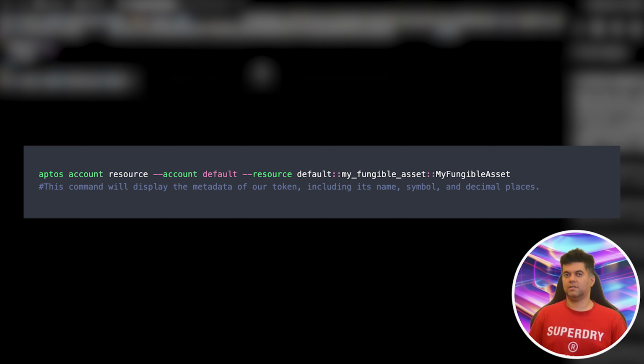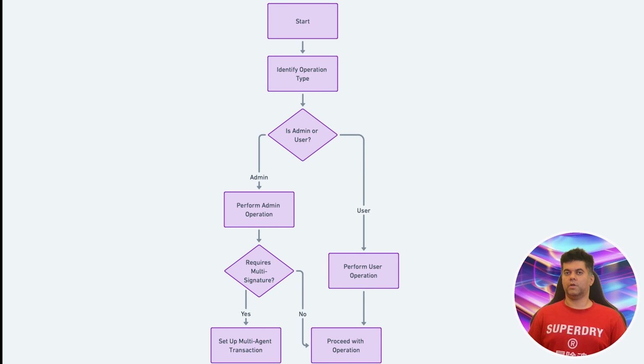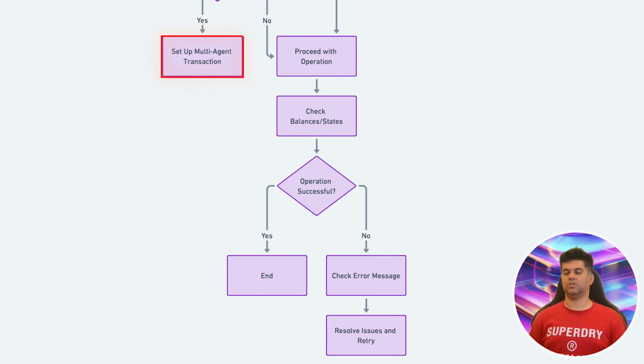When interacting with these functions, keep in mind the following. Always ensure you're using the correct account, admin or user, for each operation. For operations that require multiple signers like burn, you'll need to set up and use multi-agent transactions. After each operation, it's a good practice to check balances or states to confirm the operation was successful. If an operation fails, check the error message. It might indicate issues like insufficient balance, frozen accounts, or lack of permission.